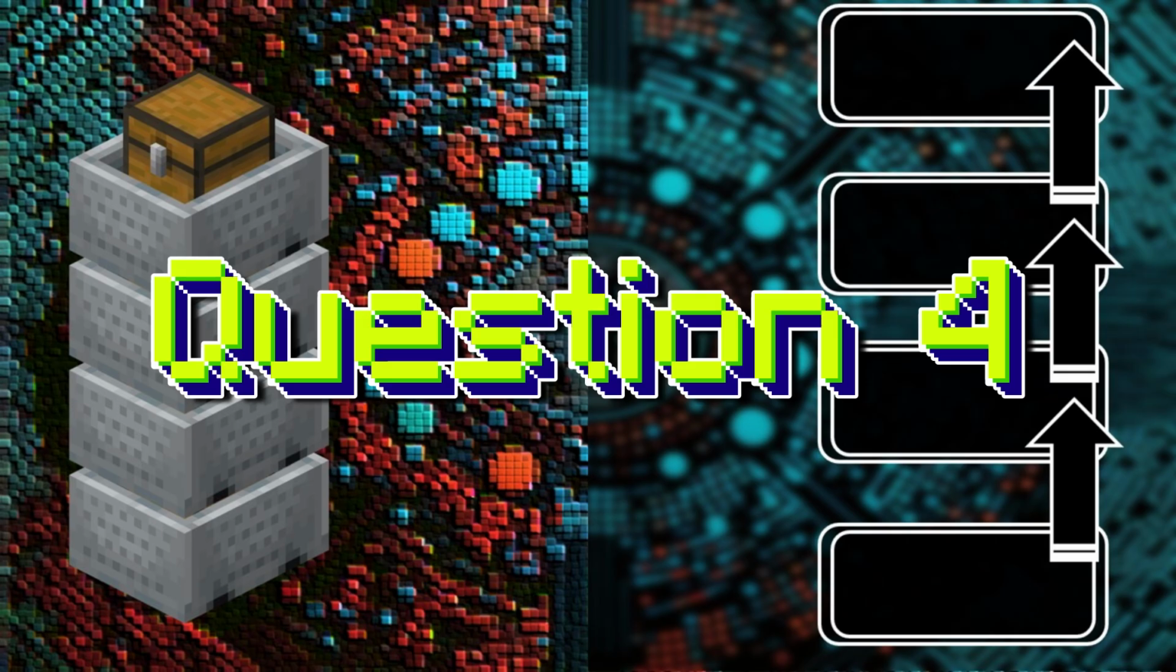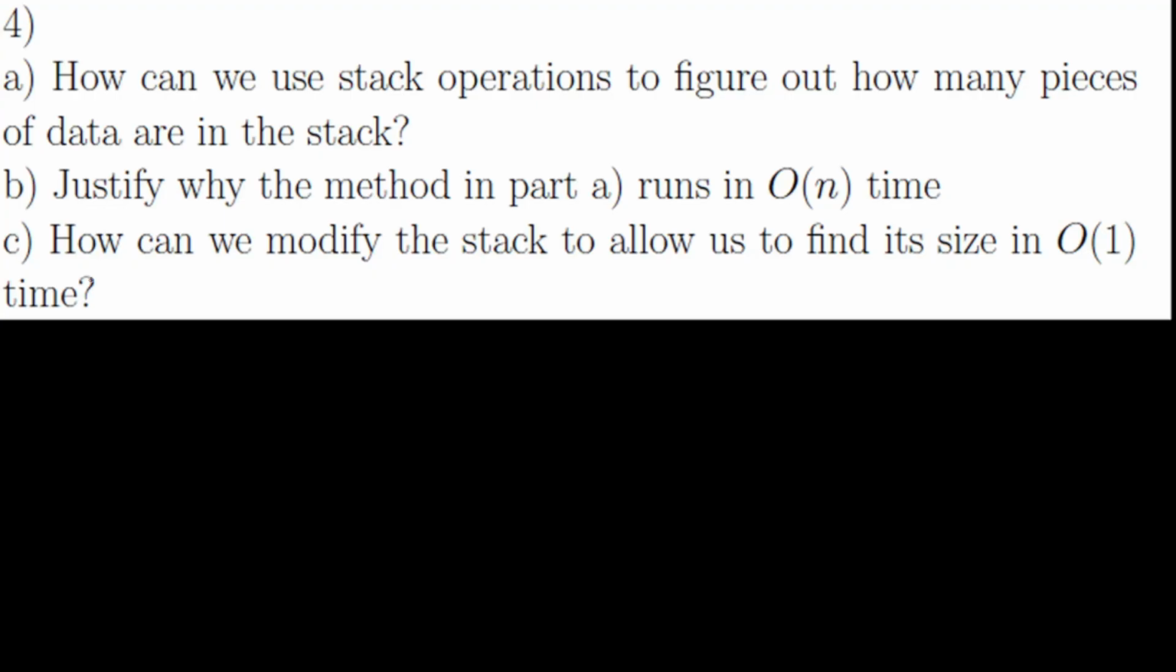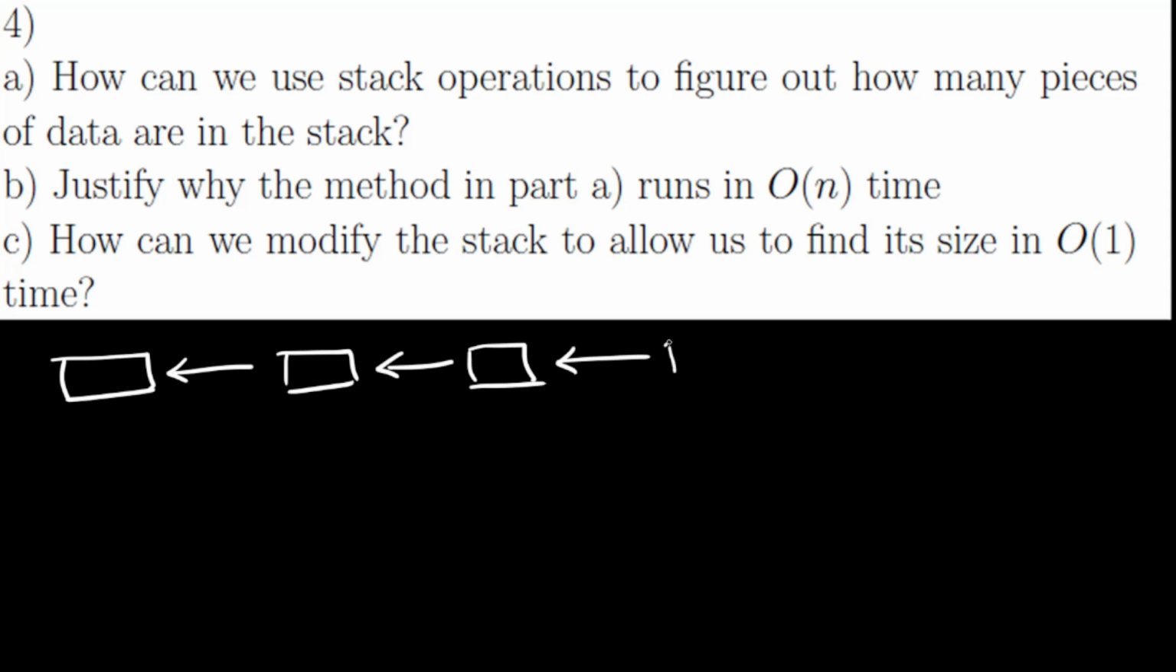Question 4. Okay, we're almost done here. We have a few different parts to it. So the first part says, how can we use stack operations to figure out how many pieces of data are in the stack? So we have some sort of stack, right? And we don't necessarily know how many pieces of data are in it. Obviously, I can just count 1, 2, 3 when I look at this, or maybe more. But the computer doesn't really have this picture, right? It just has these pieces of data in storage with pointers to each other.